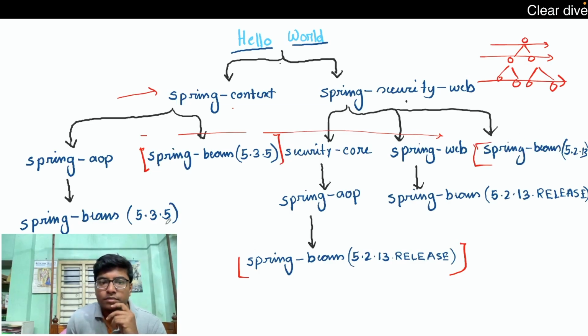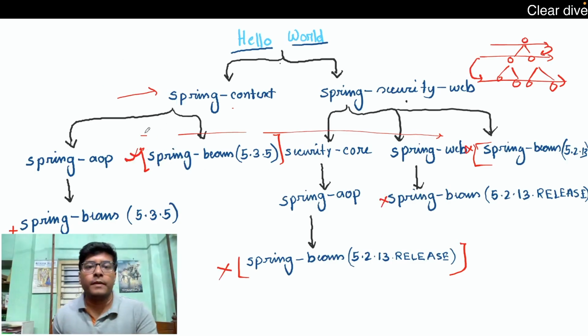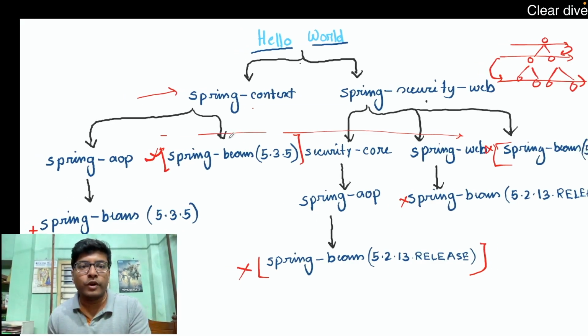I'll not take it. I'll omit this one as well, and I'll omit this one as well. So this is the one I'll pick up. So basically it will pick the 5.3.5, right? And let me show it in the code as well.